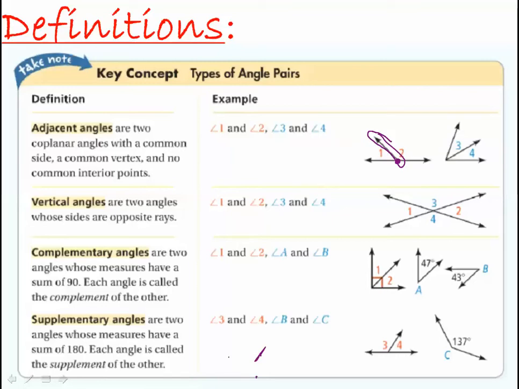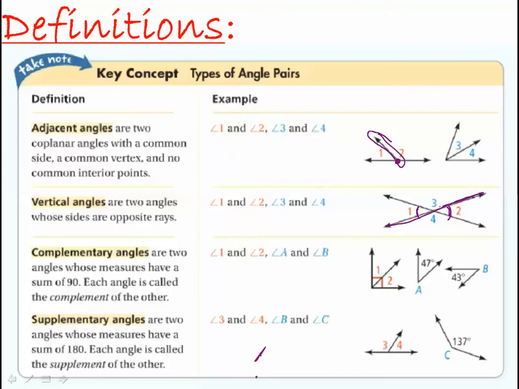Vertical angles are two angles whose sides are opposite rays. Notice in this picture, angle 1 and angle 2 are vertical angles. The rays that form angle 1 and the rays that form angle 2 are opposite rays because they form straight lines.